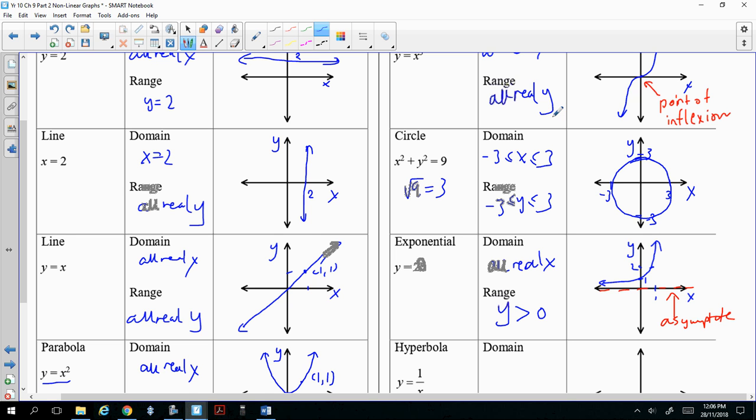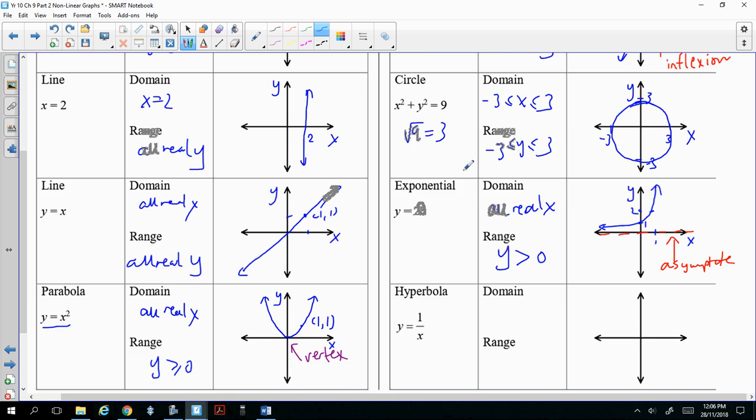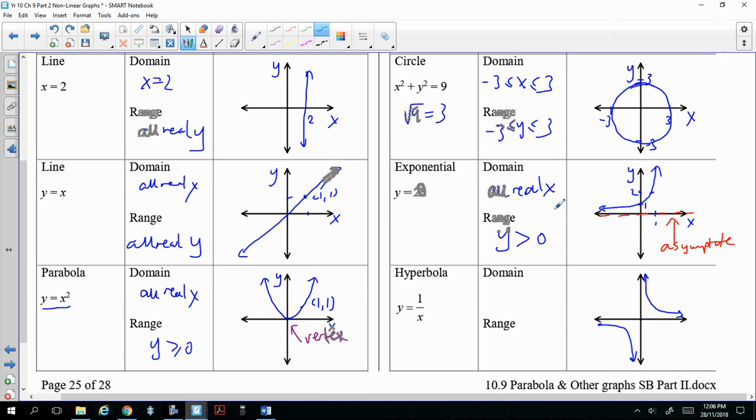Next one, hyperbola domain. Now before we do it, we just draw this. It looks like this. So it has two branches. That's a hyperbola. Alright, continue on. We're going to draw the hyperbola y equals 1 over x, and then it passes through the point 1, 1. So the domain will be all real x except x cannot be 0. And the range will be all real y except y cannot be 0.